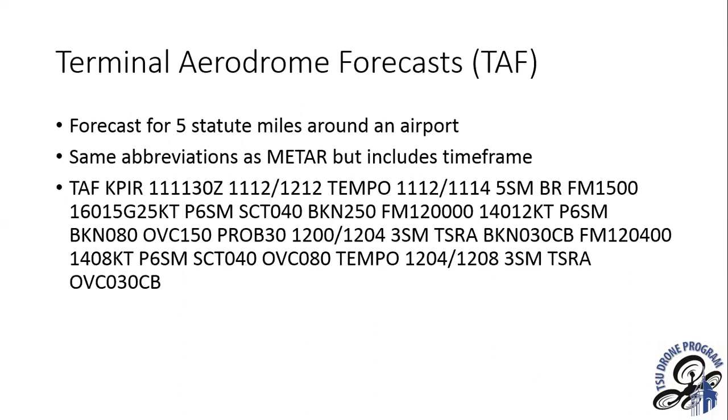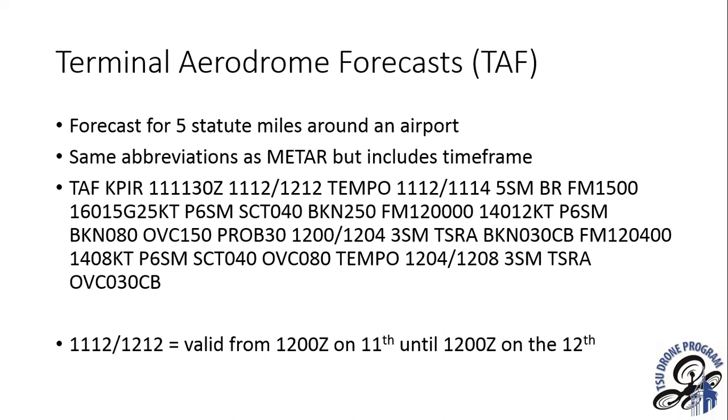And so it's a little bit longer because it's broken up into different time frames that relate to the different forecasts that are there. And so if we go through it, first off, the first time frame we've got is 11/12 and 12/12. So this means that it is valid from the 11th day of the month to the 12th day of the month, from 1200 Zulu to 1200 Zulu on each of those days. And so that's essentially a 24-hour forecast.